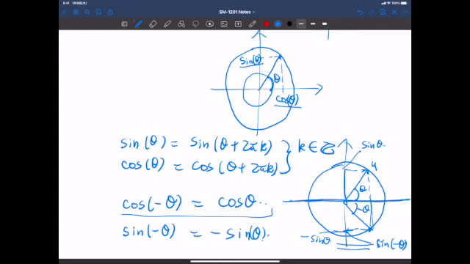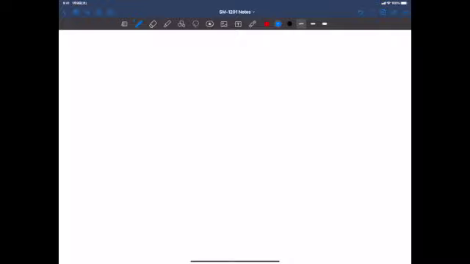Next, let us prove some formulas involving sine and cosine. So here's a proposition.